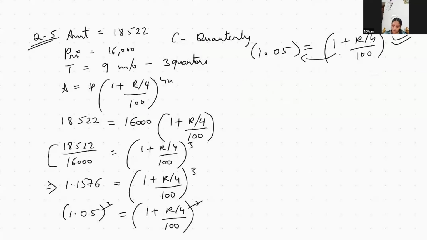If subtracting 1 from both sides gets confusing, you can just simply follow 1.05 minus 1 equals R by 4 by 100. This thing is also correct. That was just an alternate way to get the same outcome.